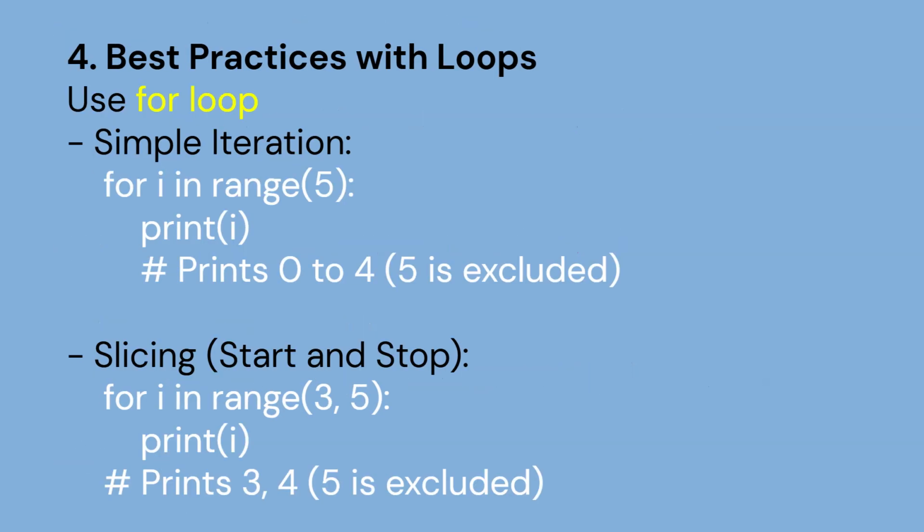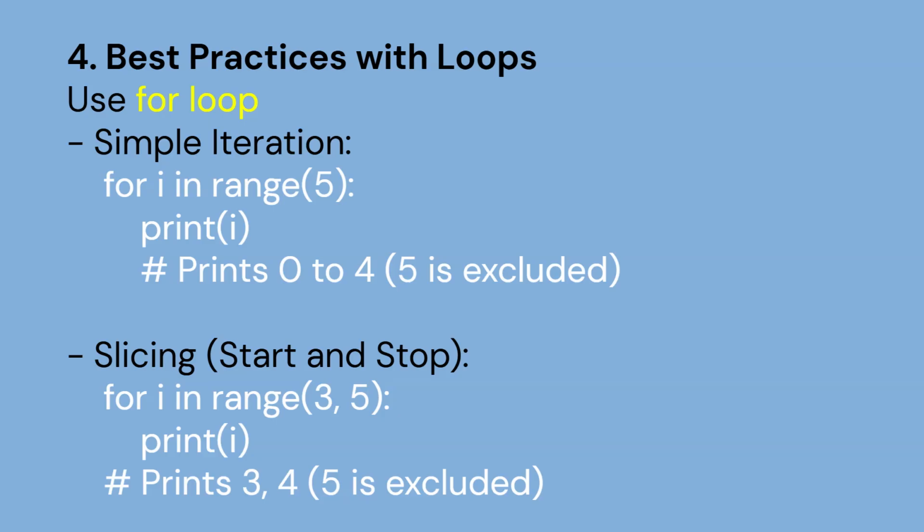4. Best practices with loops. The most natural and Pythonic way to use range is with a for loop. The for loop is specifically designed to handle this kind of iteration automatically, resulting in much cleaner code. Here are some examples. Simple iteration. For i in range(5): print(i). Prints 0 to 4. 5 is excluded.